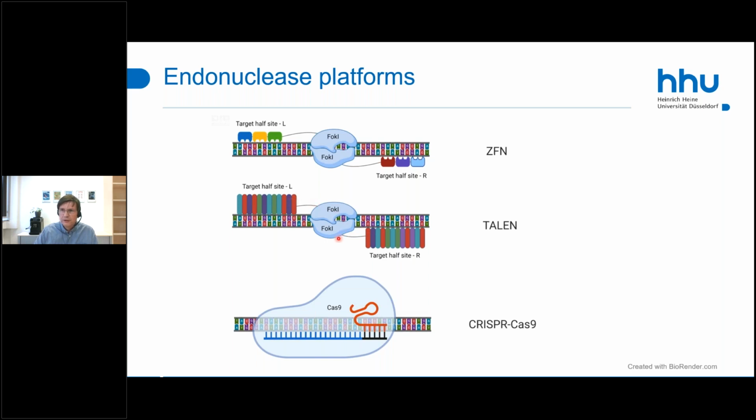The most recent development in this field is the clustered regularly interspaced short palindromic repeats, CRISPR, and the Cas9-associated protein. Here you also have two components, but in difference to the two upper ones, this is based on an RNA and protein complex. In this case, the RNA guides the scissor to the target site.